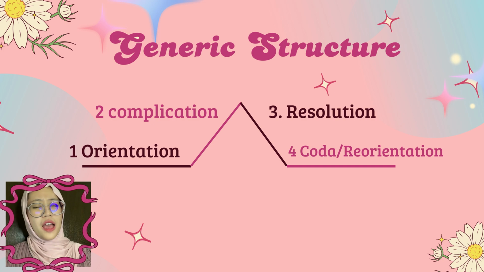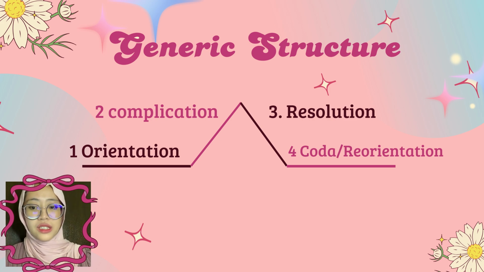So, every text must have a structure because we are expected to be able to write narratives in our daily lives. So, the first generic structure is orientation. In the orientation, you will get information about the characters of the story. So, this orientation becomes the background at the beginning of the story.